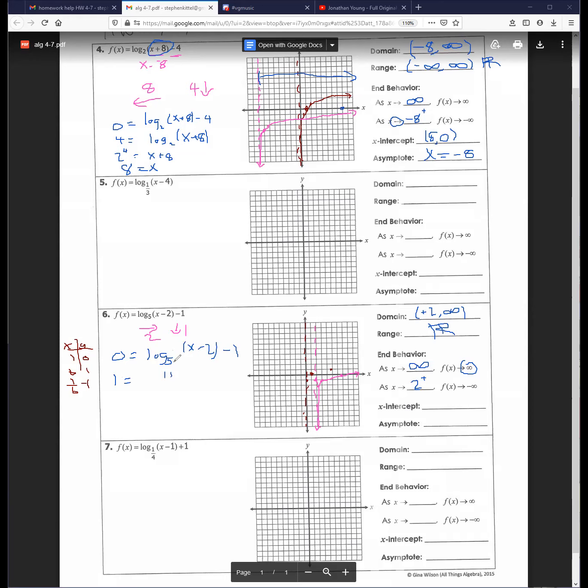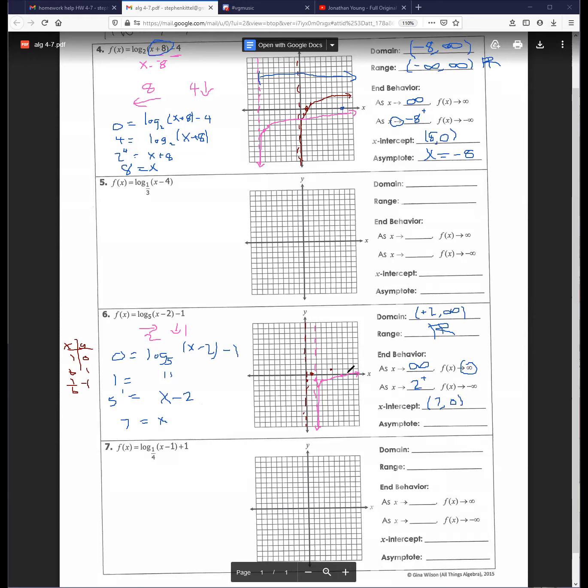Base of our logarithm is 5. Therefore, we're going to need to exponentiate both sides. We're going to do 5 to the on both sides. So 5 to the first is equal to 5 to the log base 5 of x minus 2. And hopefully by now you're getting familiar with the idea that 5 to the log base 5, those cancel out and leave just whatever's inside to drop down. All right, well, this is obviously 5, so that means x is equal to 7. So our x-intercept is at 7, 0.